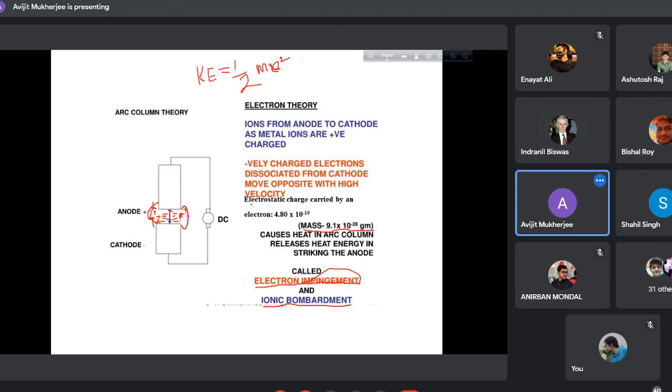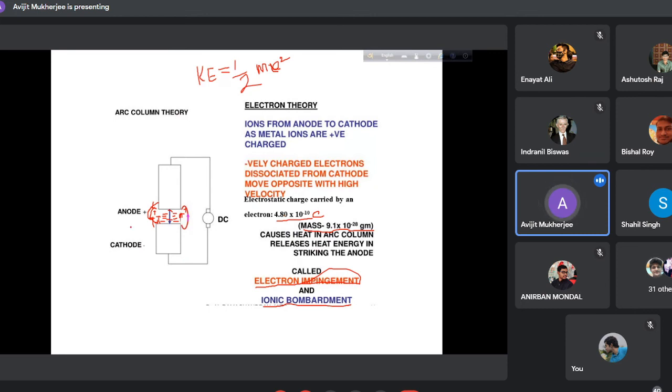Another part of heat will come from this concept: all the electrons not only have a small mass but also have a very small electrostatic charge, 4.8 into 10 to the power minus 10 coulomb per electron. So thousands of electrons will contribute some electrostatic charge also. So in this way, there are two portions of heat generation. One is due to kinetic energy and one is due to electrostatic charge.